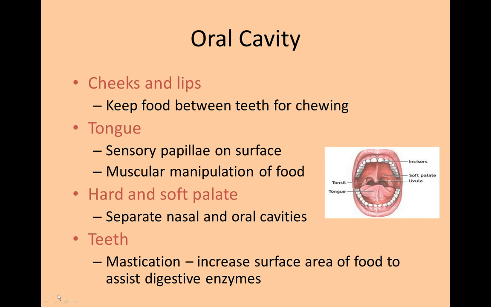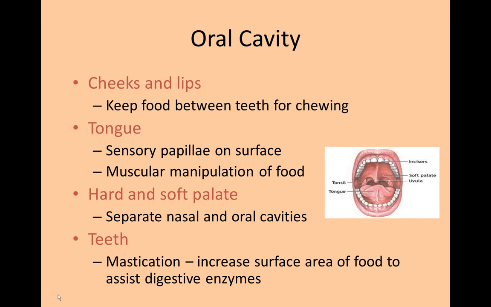I'm going to talk about the mouth and the throat. So your oral cavity, of course, includes your cheeks and lips for keeping food placed between the teeth for chewing. And then your tongue also allows for manipulation or positioning of the food, and of course sensory input of taste.